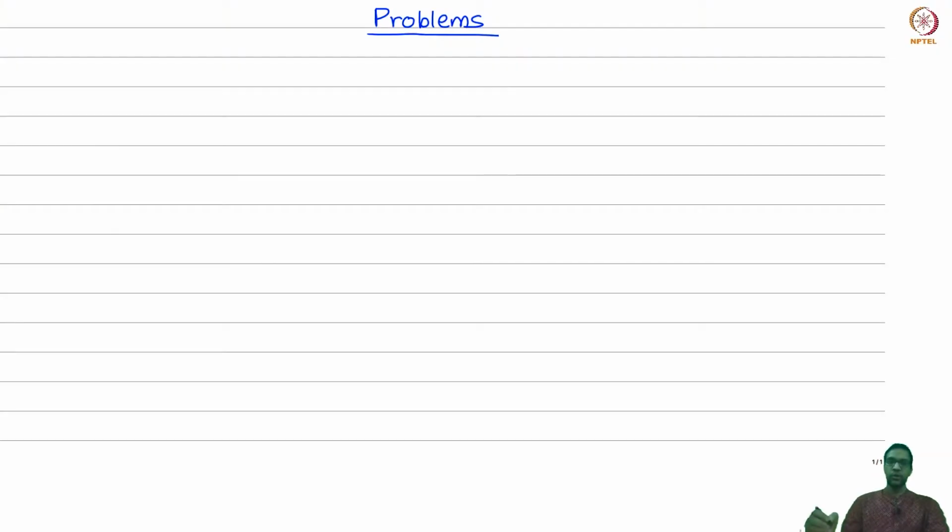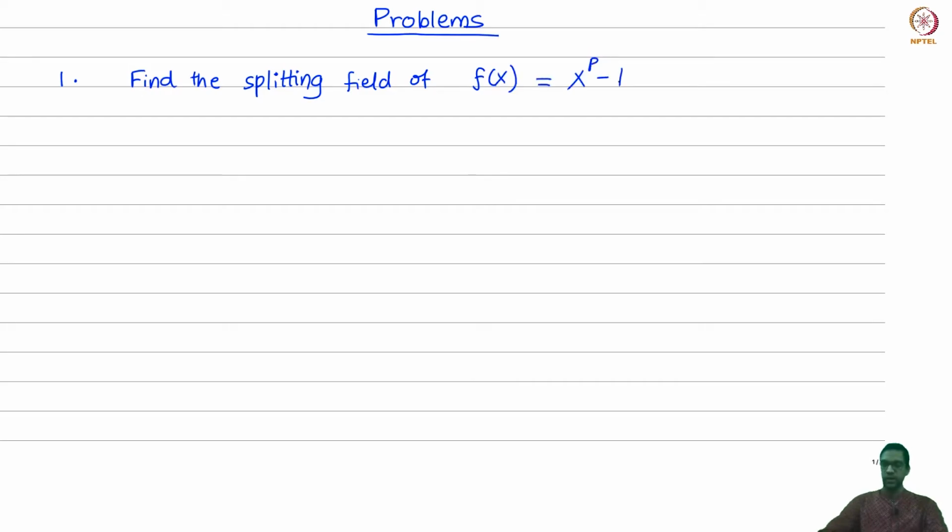Let's do some problems on computing splitting fields and the degree of the splitting field over the base field. So here's the first problem. Compute or find the splitting field of the polynomial f of x equals x to the p minus 1, where p is now a prime. I want you to find the splitting field of this polynomial over the base field, which is the field of rational numbers.